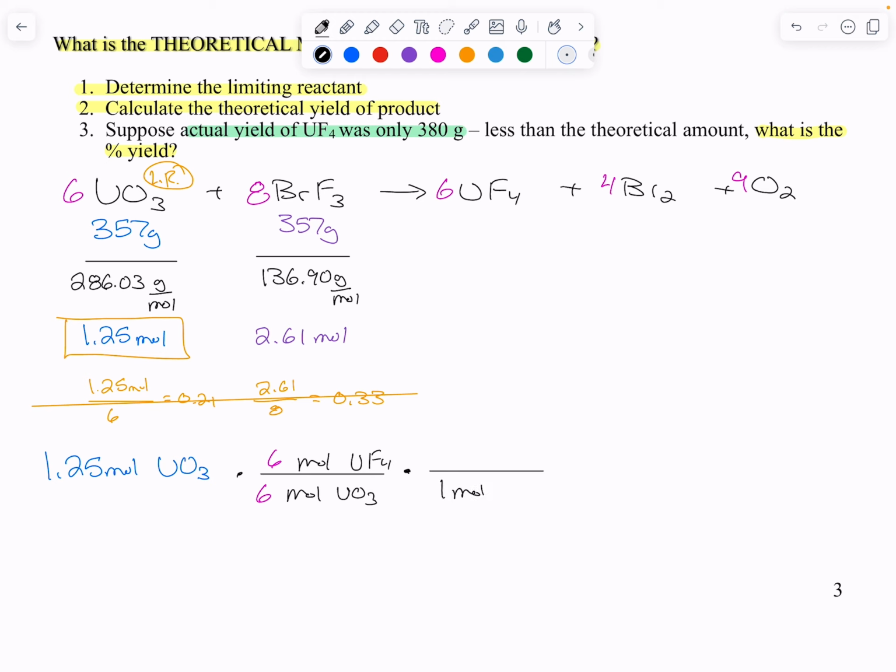1 mole of uranium-4 fluoride, I got that to be 314.03 grams of uranium-4 fluoride. And so I get, as a theoretical yield, 392.54, so 393 grams of uranium-4 fluoride. All right, so this is my theoretical yield.